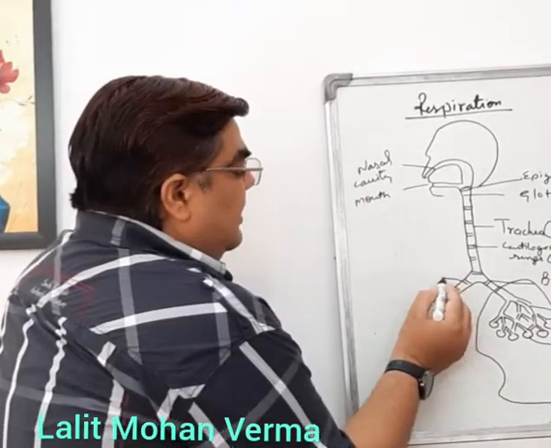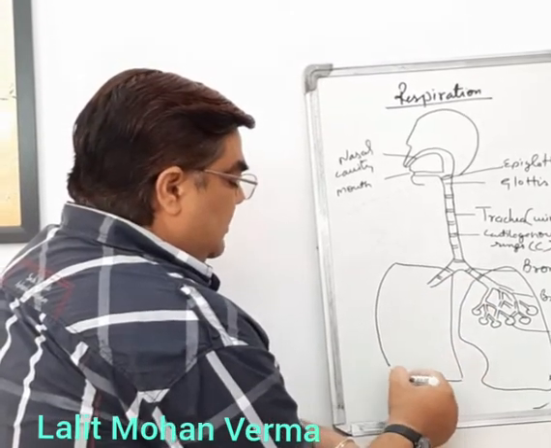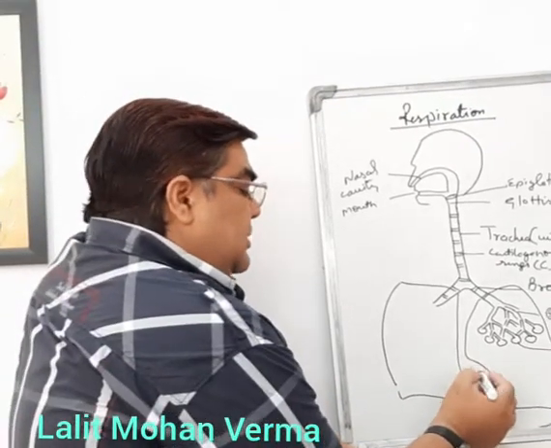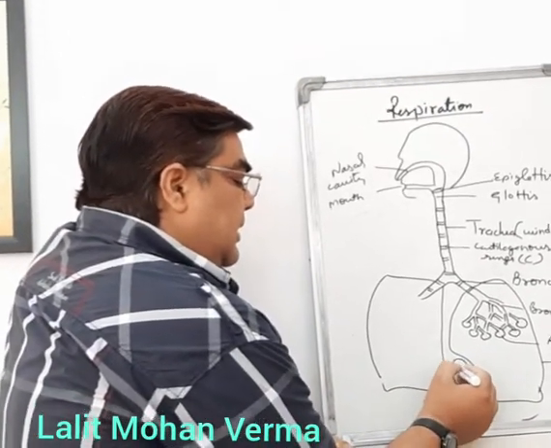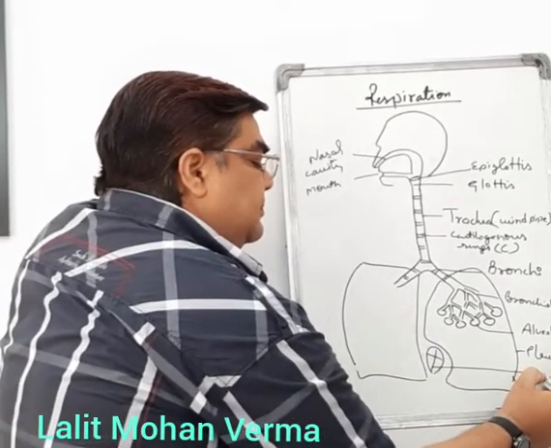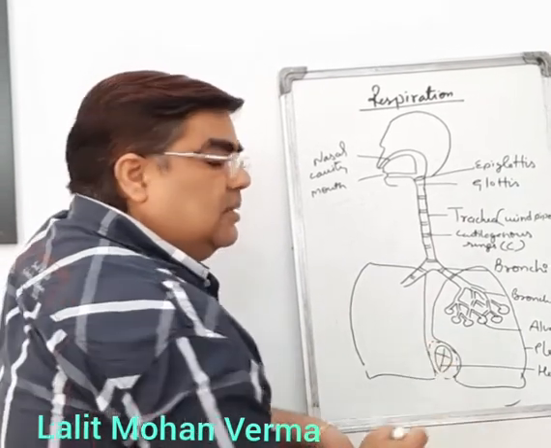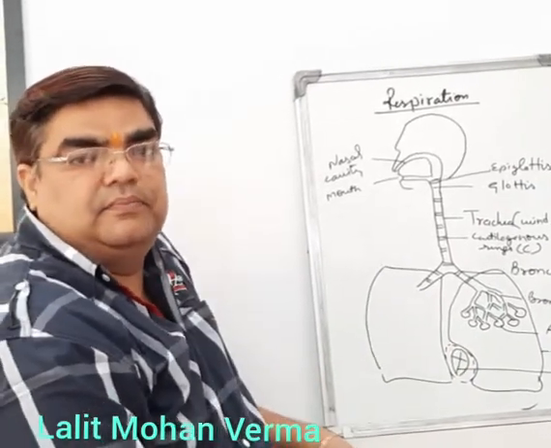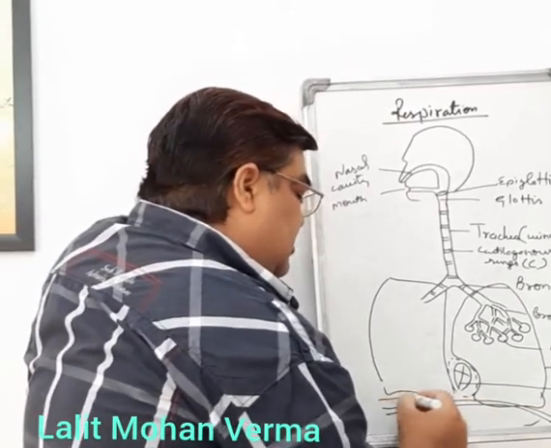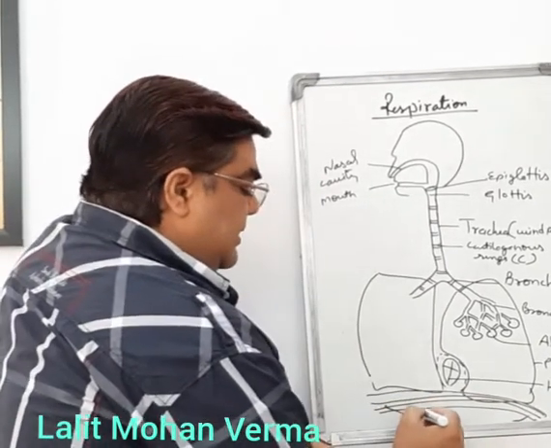This is the left lung, and in the left lung you can see there is a notch, and like that this is the right lung. And the right lung doesn't have any notch. Why is the notch on the left side? Because here the heart is situated. This portion is called mediastinum, and below the lung there is a strong dome-shaped muscle, that is called diaphragm.